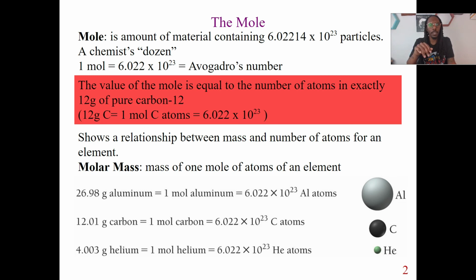So to sum this up, 1 mole equals 6.022 times 10 to the 23. Once again, we call this Avogadro's number. But we also have to understand molar mass, which is the mass of 1 mole of atoms of an element. And a quick cheat code for molar mass: you can always find the molar mass of your element on the periodic table. It's the mass of that element. That's all it is.